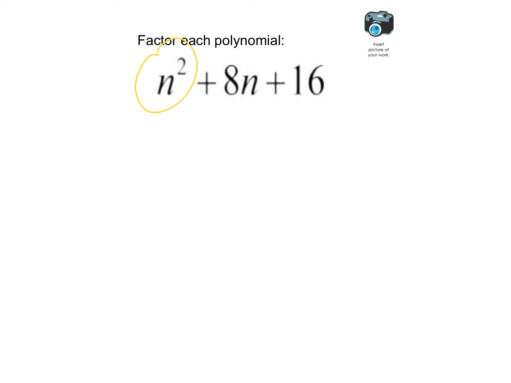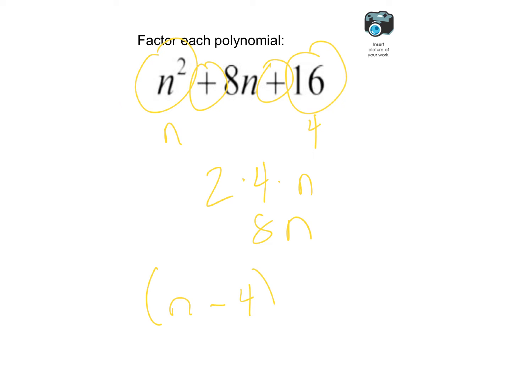Okay, so this is a perfect square and this is a perfect square. The square root of n squared is n. The square root of 16 is 4. So 2 times 4 times n is 8n. So that means we can write it, because these are both pluses, n minus 4 squared.